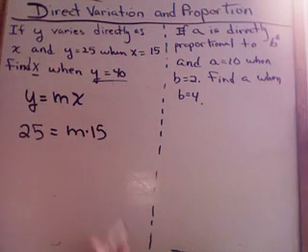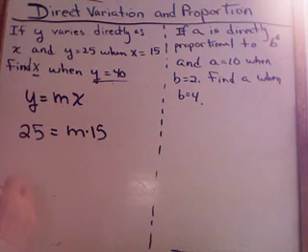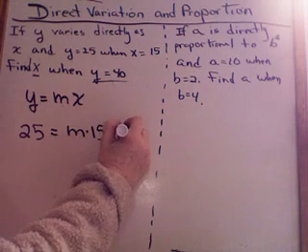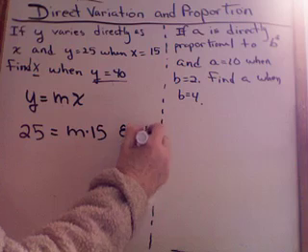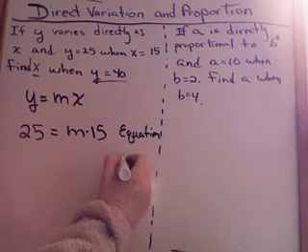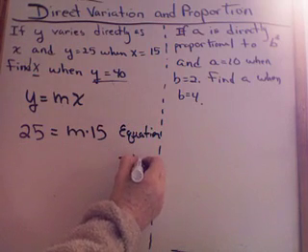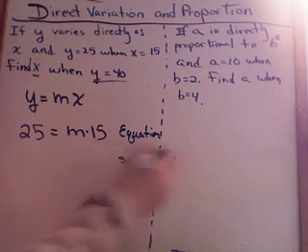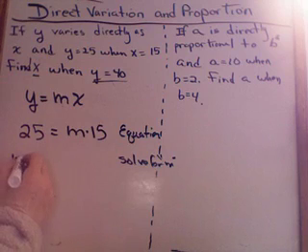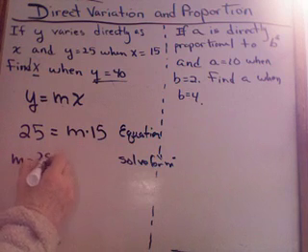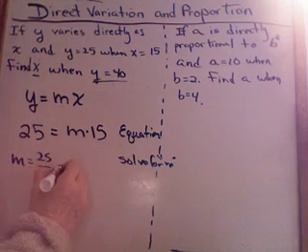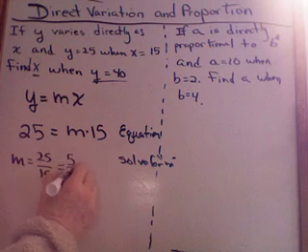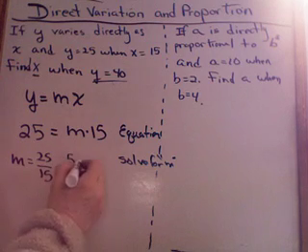So I take that. First step is write the equation. The second step, solve for m. So if I solve for m here, I get m equals 25 over 15, which of course reduces to 5 over 3. So there's our m.